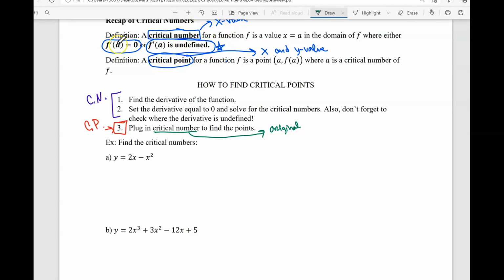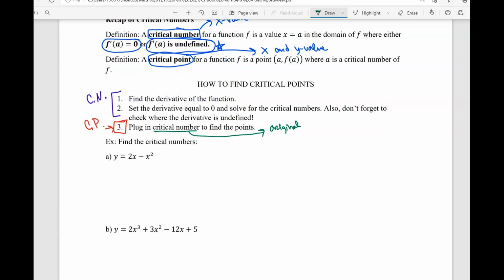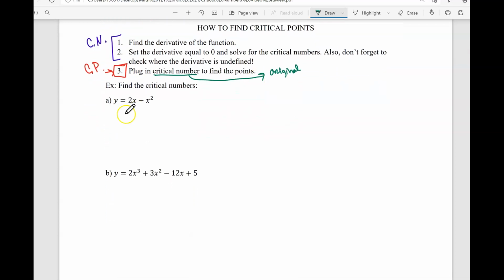So remember, in order for me to find critical numbers, we need to figure out where exactly the derivative is equal to 0 and when it's undefined. So find the critical points. Here we have y equals 2x minus x squared. Let's take the derivative. So we got y prime equals 2 minus 2x, and we're going to set this guy equal to 0.